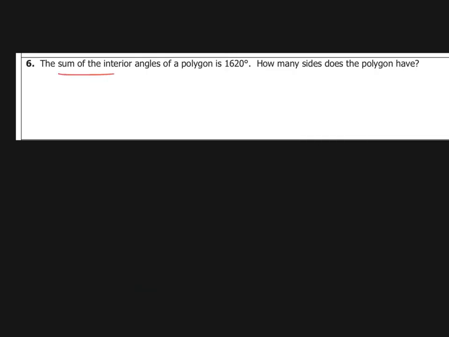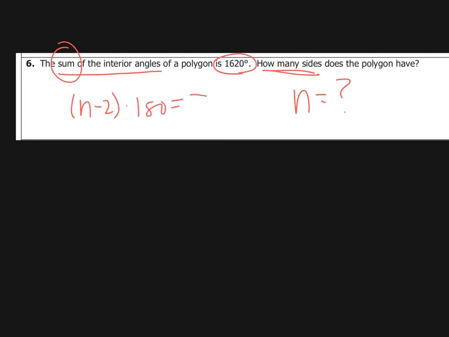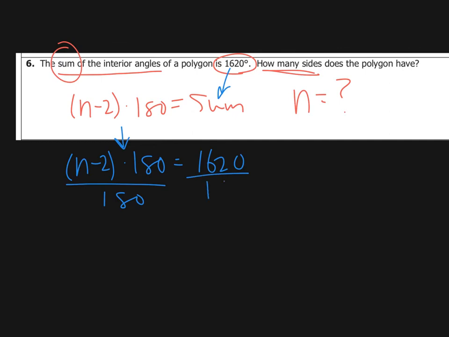Now we got something a little bit different. It said that the sum of the interior angles of a polygon is 1620. How many sides does it have? So we're looking for n, and they gave us the sum. I know that n minus 2 times 180 is equal to the sum. They gave me the sum, that 1620 is this number right here. So I'm going to say n minus 2 times 180 is equal to 1620. Now good algebra says that I'll do the inverse. I want to get n by itself. I see a multiplication sign right there, so I'm going to divide by 180 on both sides.